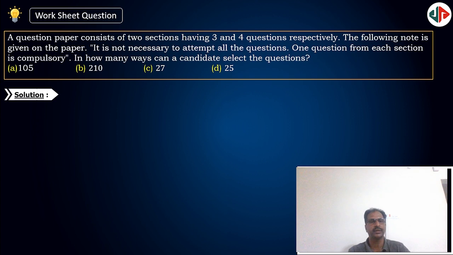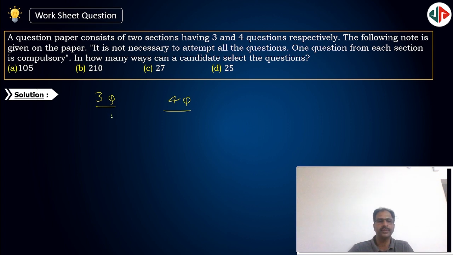Next, a question paper consists of two sections consisting of 3 questions and 4 questions respectively. The following note is given on the paper: it is not necessary to attempt all the questions. So no need to write all the 7, but one question from each section is compulsory. In how many ways can a candidate select the questions?